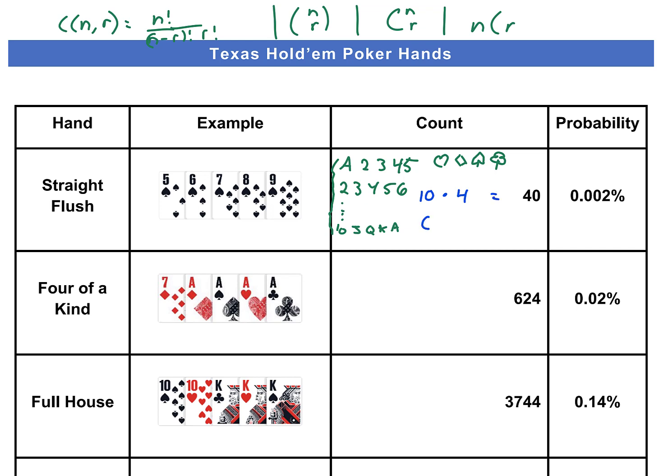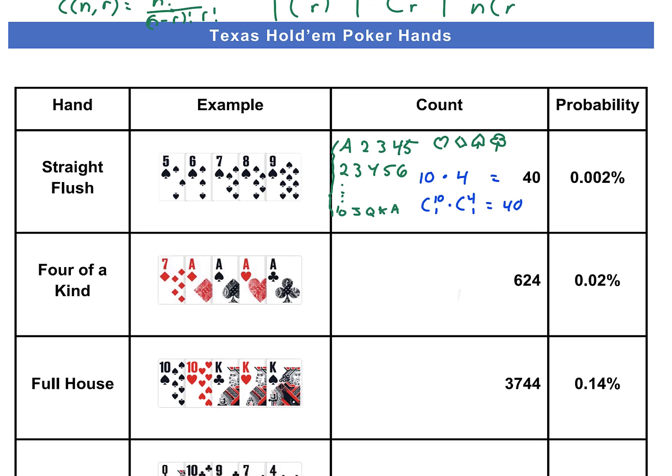Another way you can think about it, you have 10 possible straights. You choose one of them, and then for each straight, you have 4 possible suits, and you choose one. So then again, that would be 10 times 4, which is 40.